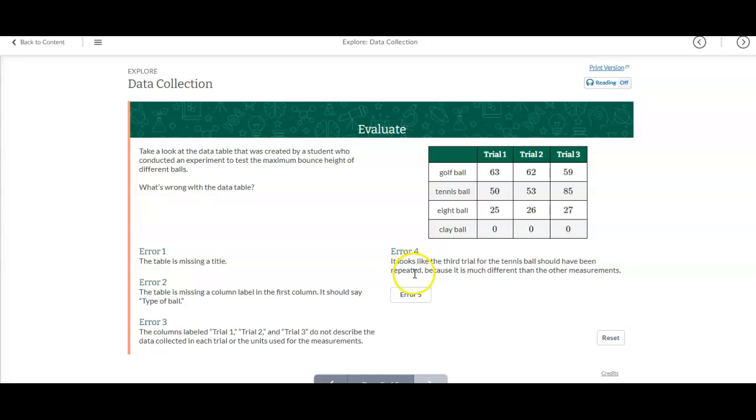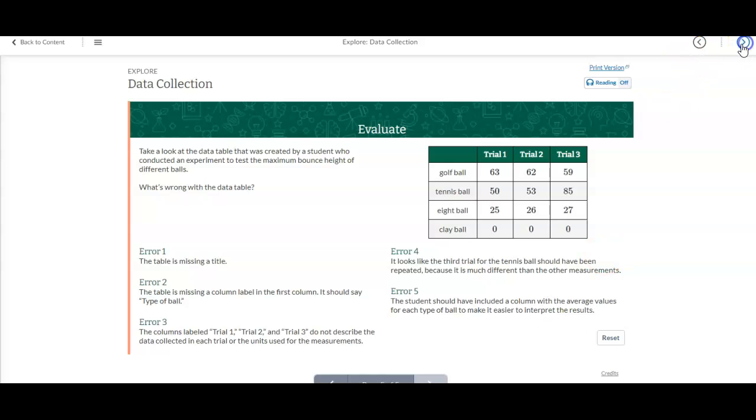Error 4, it looks like the third trial for the tennis ball should have been repeated because look at this number 85, it seems very different. And then the student should have included a column with the average values. So remember the average that we did on the last one. So a couple of things to keep in mind there.